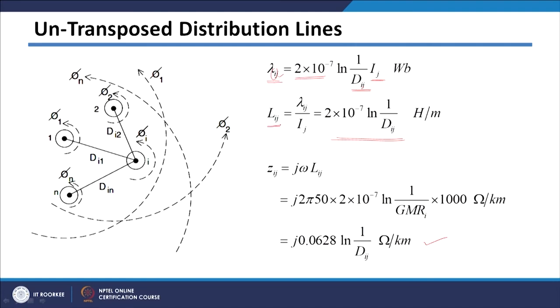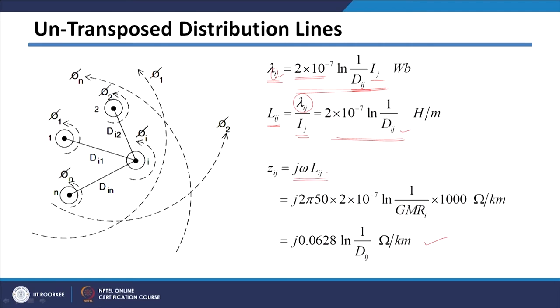Then the mutual inductance between these two conductors will be given by the flux linkages divided by your current. So, if you divide this equation by Ij, you will get 2 into 10 raised to minus 7 natural log of 1 divided by Dij, where distance Dij is the distance between the two conductors. Then we can calculate the mutual impedance.